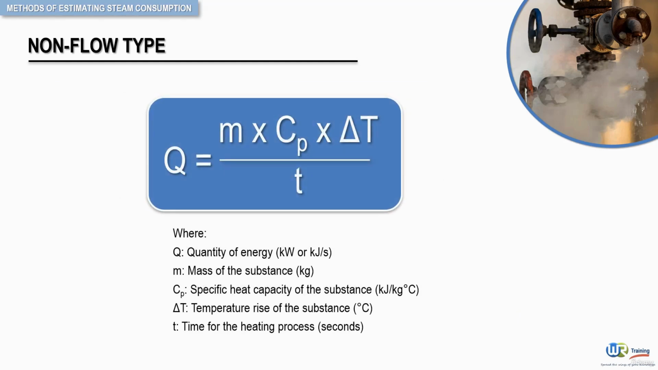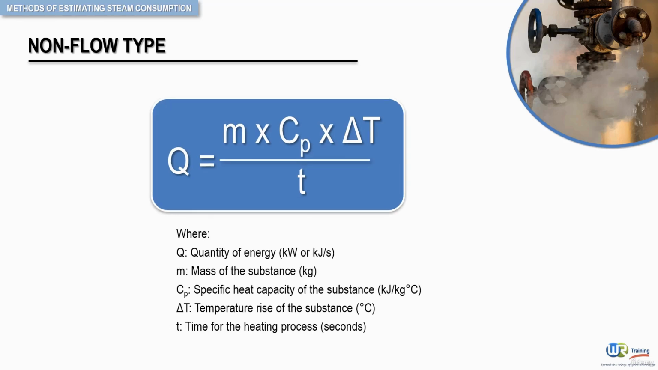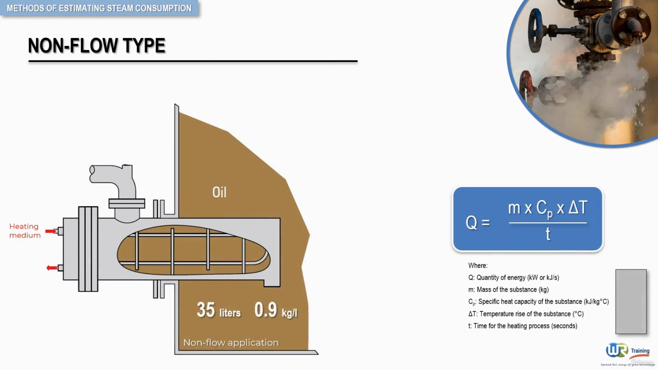where m is the mass of the fluid, C sub P is the specific heat capacity of the fluid, delta T is the increase in fluid temperature, and t is the time for the heating process. To illustrate how this equation can be used, let's consider the following example and calculate the mean heat transfer rate.